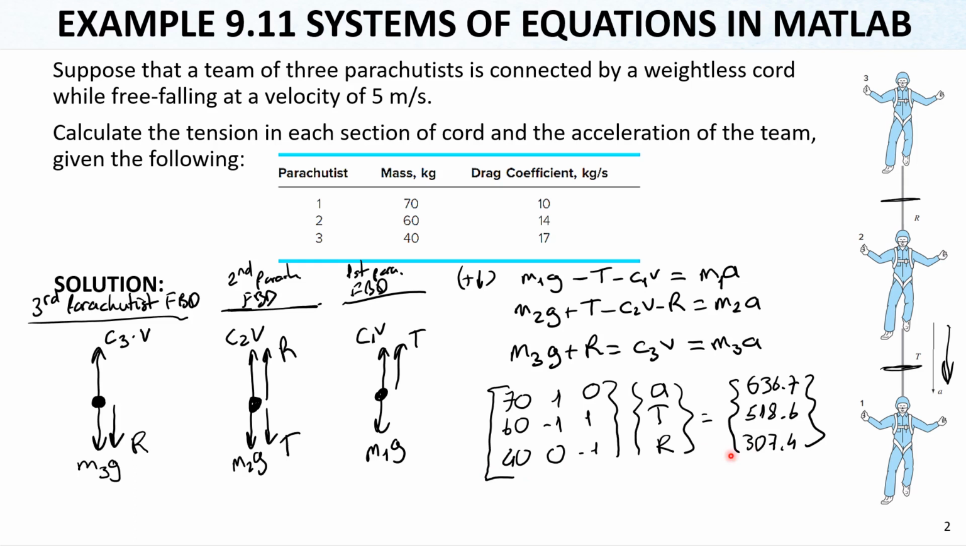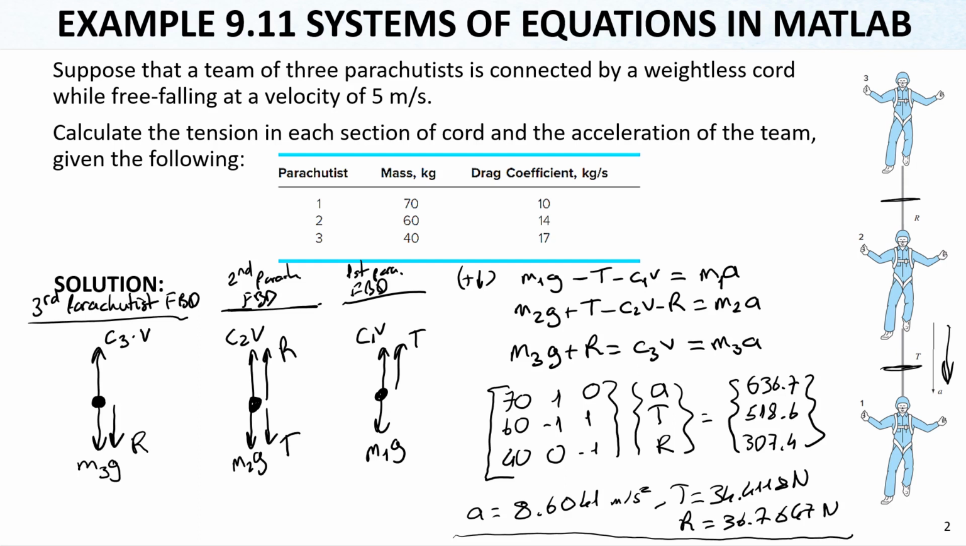And if you solve this, the results will be: A is 8.6041 meter per second square. You can try Gauss elimination here. T is 34.4118 Newton, and R is 36.7647 Newton. So you will be able to get these results when you solve this. And we want to solve this in MATLAB. Let's check the next slide to see how we can solve this in MATLAB.